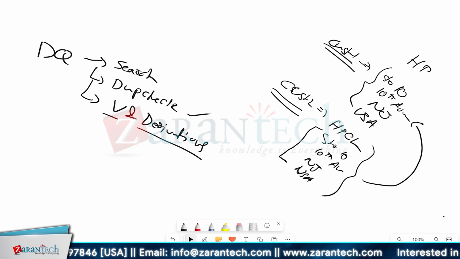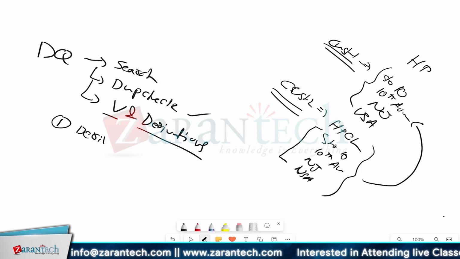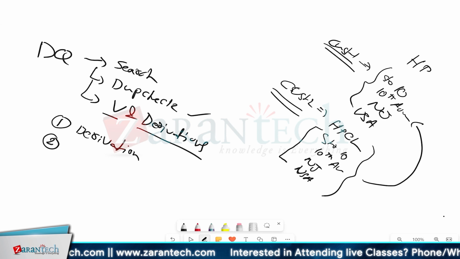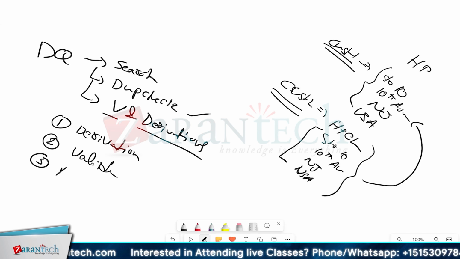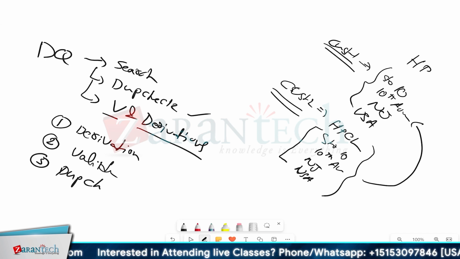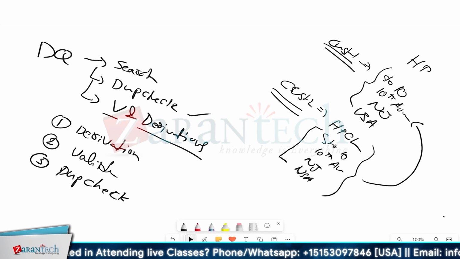Okay, so let me tell you. First, the system will perform derivations. Then validation. And the last one is your duplicate check. Okay, so why? There is a reason.